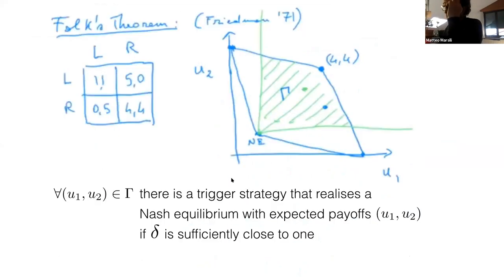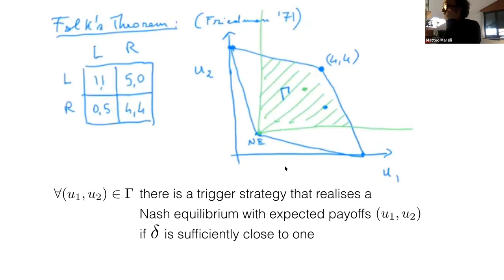And you can find that there are many other trigger strategies that you can think of. You can think, well, I'll play R once every five rounds, and otherwise I will play L, and you always have to play R. So this again is a trigger strategy that, if delta is large enough, close to one, is a Nash equilibrium.